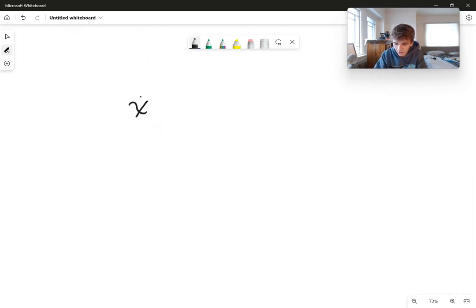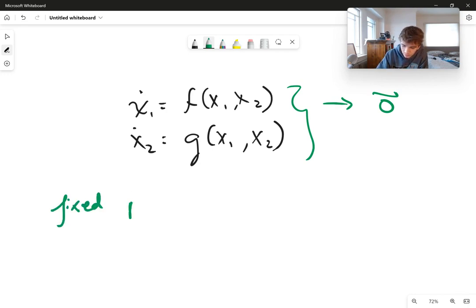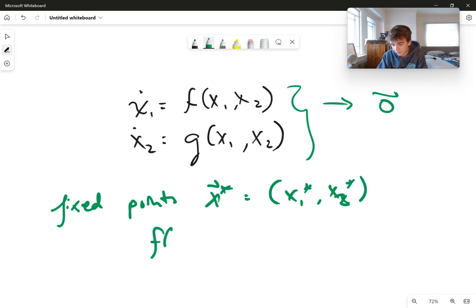Okay, so if I have the system x1 dot is equal to f of x1, x2, and x2 dot is equal to g of x1, x2, then essentially what I want to do is first look for fixed points of this system. Now, fixed points in the two-dimensional case are going to require that both of these functions become zero. Okay, so fixed points are basically going to require that f of x star is zero and g of x star is zero.